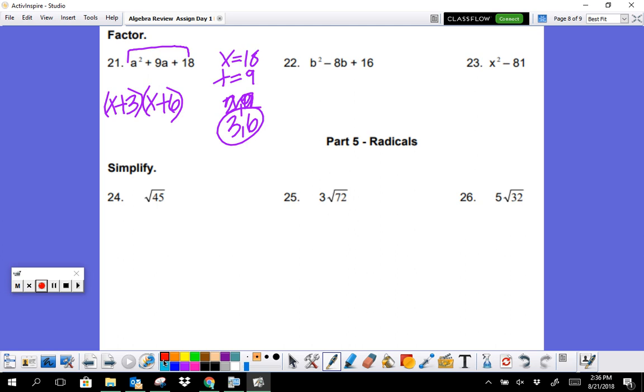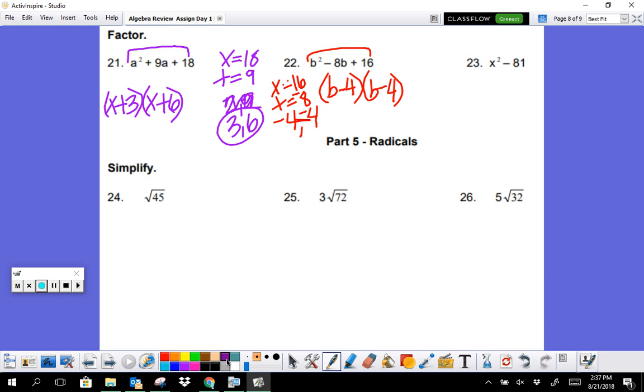Number 22, there's no GCF. So I need what multiplies to be 16 and adds to be negative 8. This is going to have to be two negative numbers, which is going to be negative 4 and negative 4. Because that's a negative 4, it's b minus 4. The other one's also negative, so that's also b minus 4.